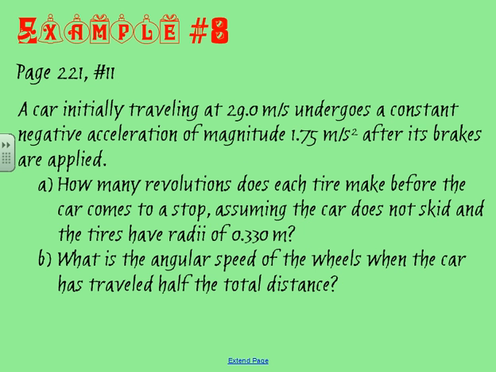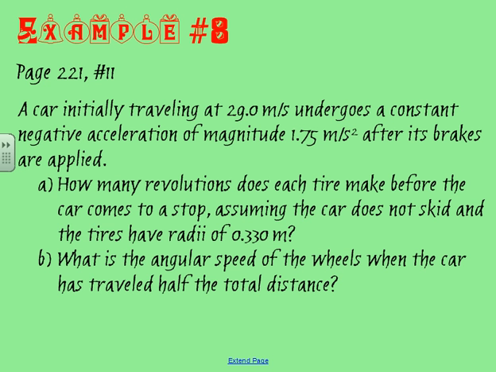This one talks about a car traveling at 29 meters per second, undergoing a constant negative acceleration after the brakes are applied. There are two things we want to know. How many revolutions each tire makes before the car comes to a stop, and the angular speed of the wheels when the car has traveled half the total distance. I'd like you to pause this video and try this problem, showing all your work in your notes. Then unpause the video for the correct answers.